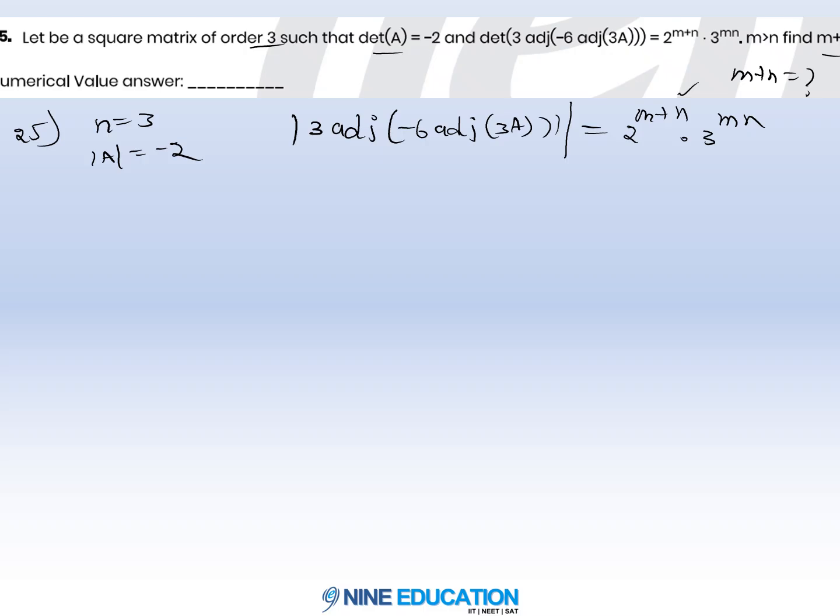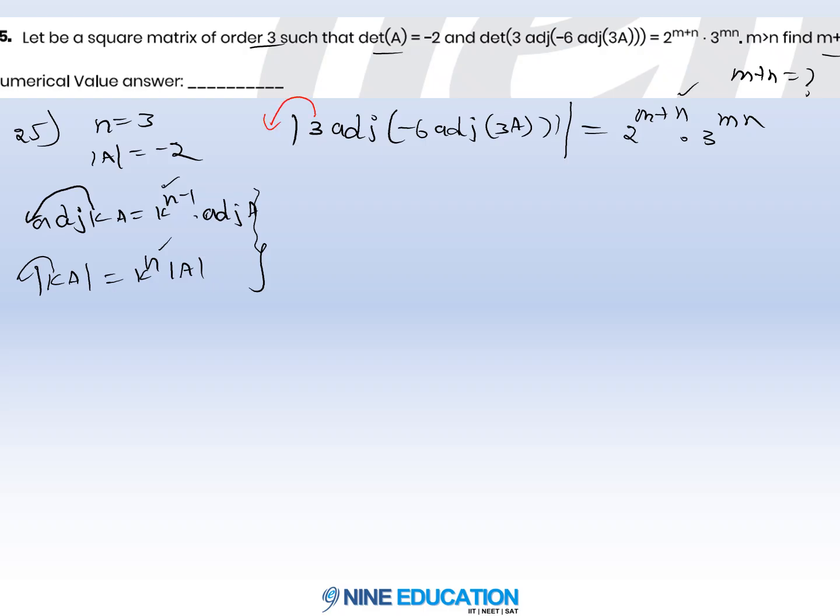Okay. So we know two basic properties of adjoint. Adjoint of kA: k comes out of adjoint as k power n minus 1 times adjoint A, and det of kA: k comes out as k power n times det A, where n is the order. Here k comes out n minus 1 times, and here n times. Just remember these two cases. Then we need to count the number of steps. So 3 comes out from the determinant in a single step. It will be 3 whole cube, 3 power n, which is 3 cube.